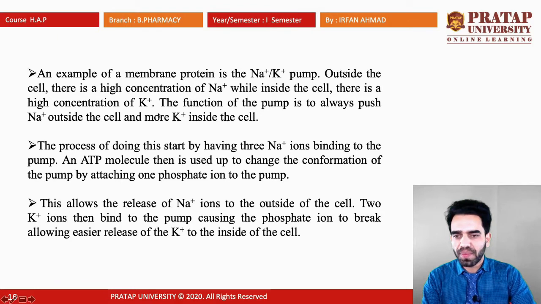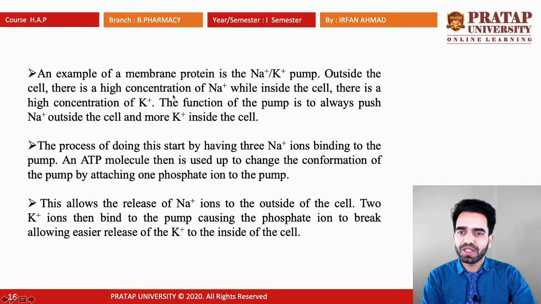So when the sodium moves out of the cell, potassium at the same time comes into the cell. This is called antiport. Symport means if sodium is going out and potassium is also going out, then that is symport. But here sodium is moving out of the cell and potassium is coming into the cell, so this is an antiport type of transport. Okay, so this is an example of the sodium potassium pump, which occurs in our body.